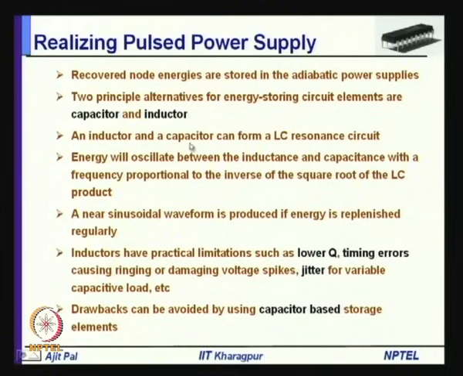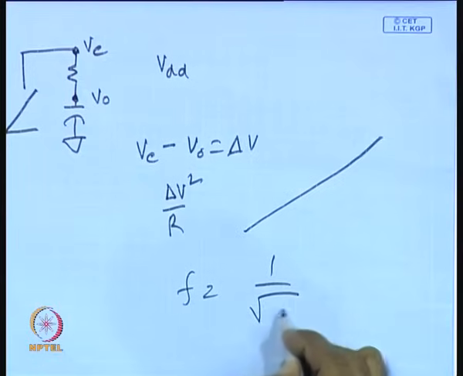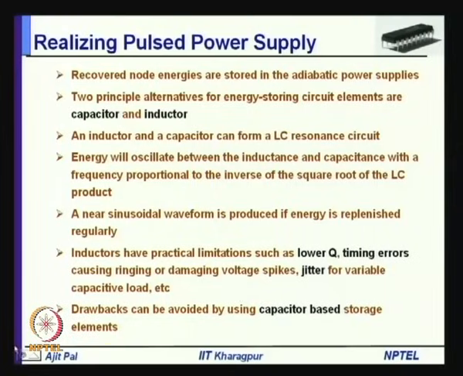So, an inductor and a capacitor can form an LC resonant circuit, that means energy actually switches back and forth between L and C, and that way you can realize the pulse power supply. So, it will act like a resonant circuit. Energy will oscillate between the inductance and capacitance with a frequency proportional to the inverse of the square root of the LC product. That means, f will be equal to 1 by root LC. So, that is the frequency of oscillation. So, you can generate a near sinusoidal waveform if energy is replenished regularly.